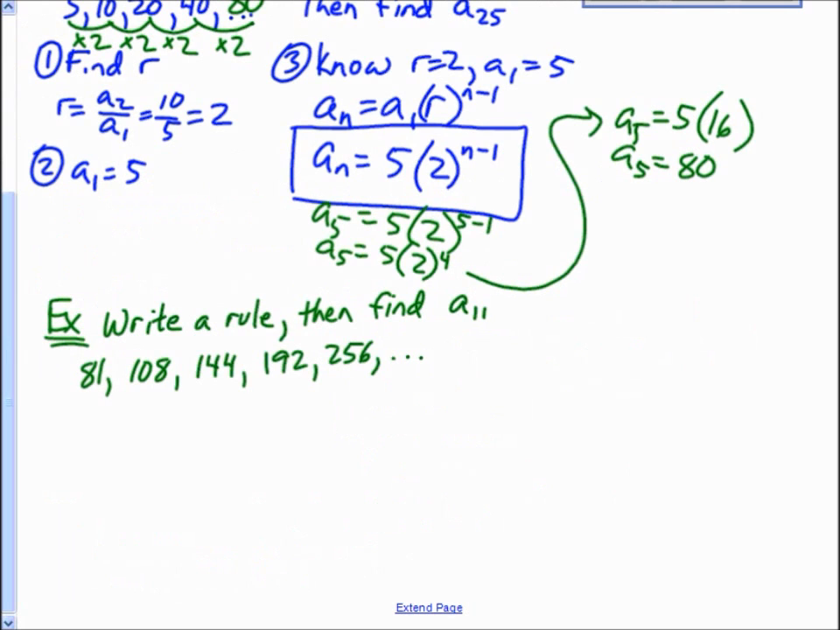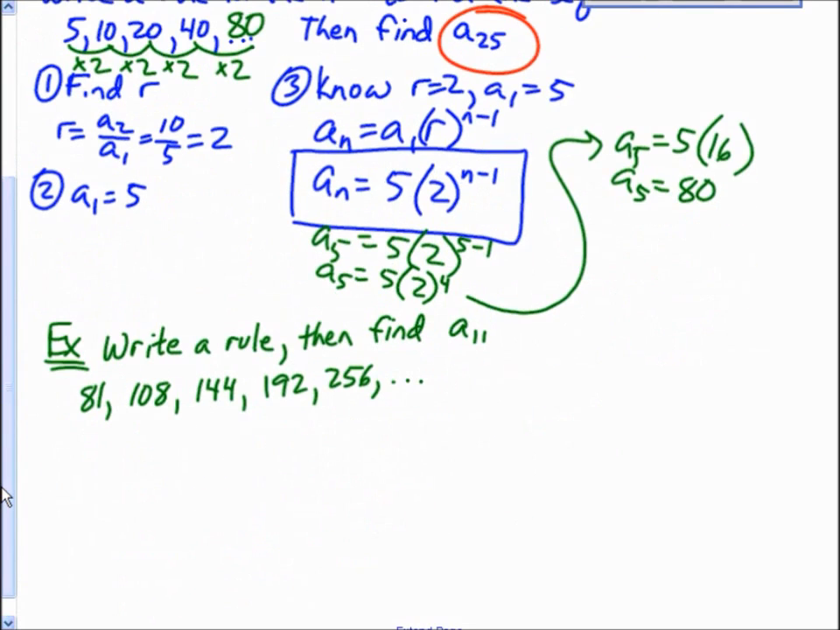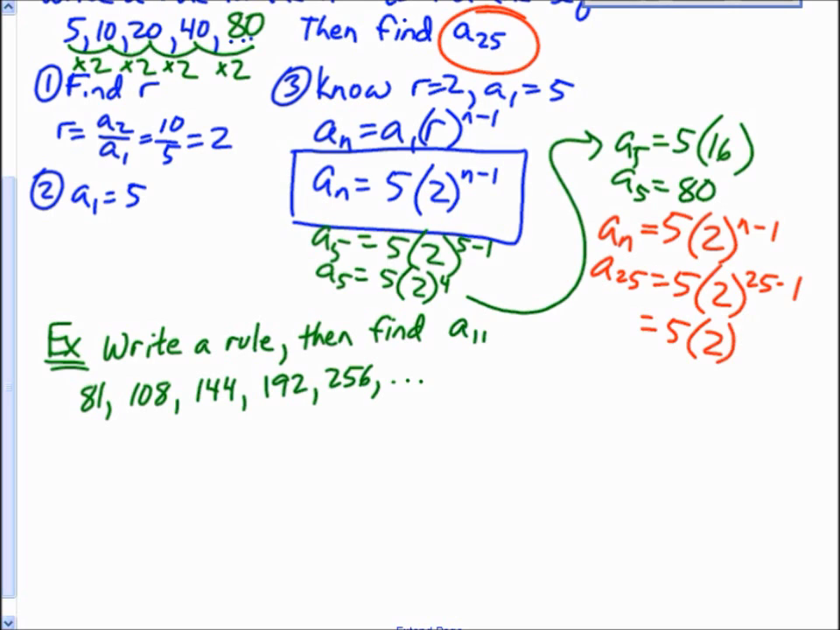Write a rule for this geometric sequence, and then we're actually going to find the 11th term. Okay? Oh, you know what I should have said up here? It did ask us to find the 25th term, actually. So let's go ahead and use our formula here and find the 25th term. I forgot to finish this off here. Okay, so the 25th term, 5 times 2 to the 25 minus 1. So I'm going to punch in 2 to the 24th into my calculator.